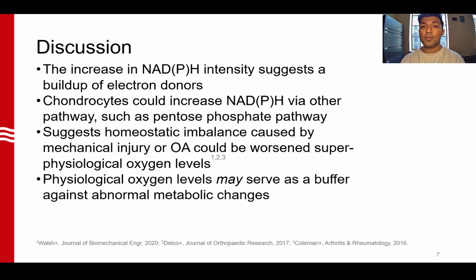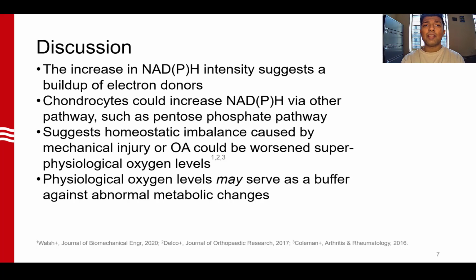Discussion. The increase in NADPH intensity under physiological levels of oxygen indicates that there was a buildup of electron donors. This is most likely due to decreased oxidative phosphorylation activity, even though there was not a significant decrease in the FAD intensity. It is also possible that the chondrocytes increased the amount of NADPH produced under physiological levels of oxygen via other metabolic pathways such as the pentose phosphate pathway.